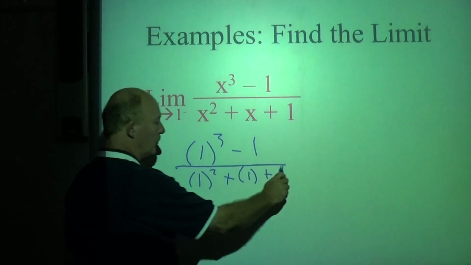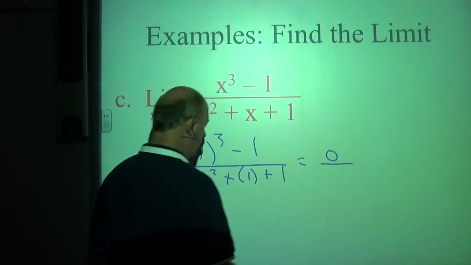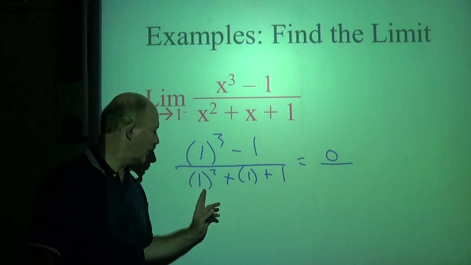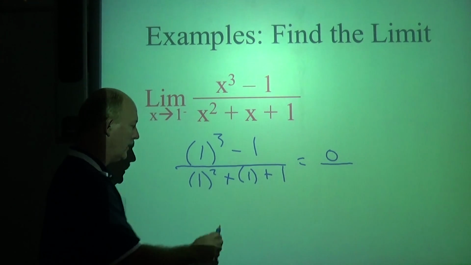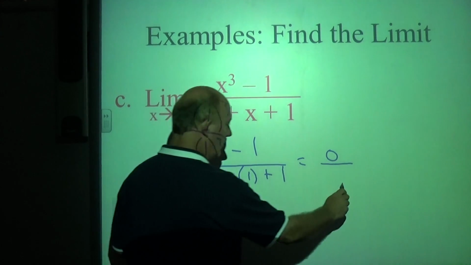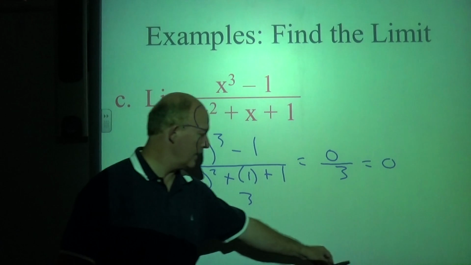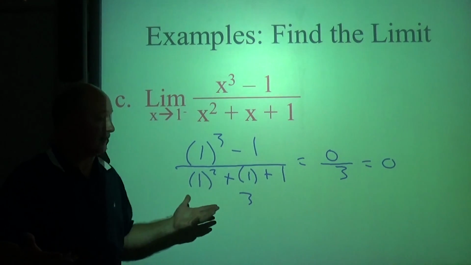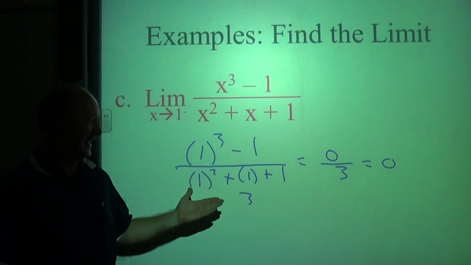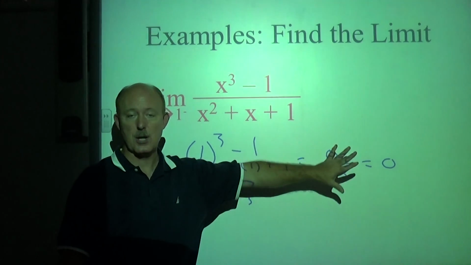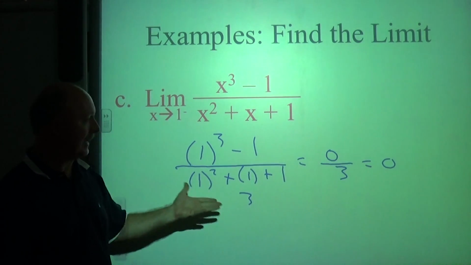Now 1 cubed minus 1 gives you 0 in the numerator. In the denominator, 1 squared plus 1 gives us 3. So it'd be 0 divided by 3, which is 0. So this particular limit, by just using direct substitution, gives us 0. We did not get 0 over 0, so there's not a hole there. So the actual limit here would be 0.